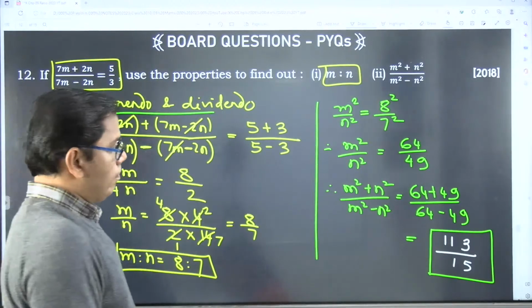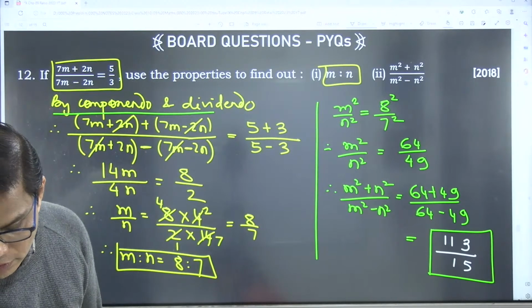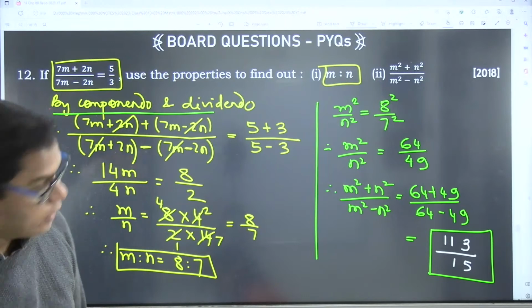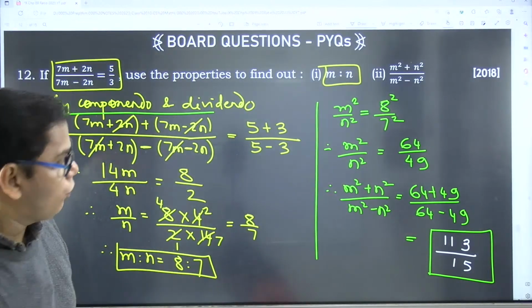15, right? Are you getting the same answer? Dishita Joshi. 14. How 14? No. How minus 14?